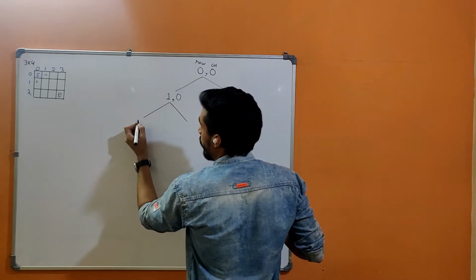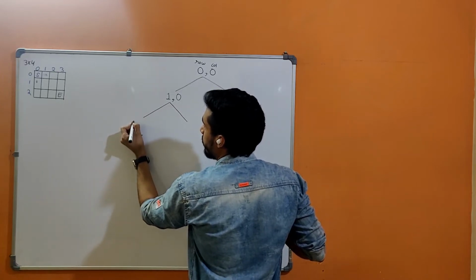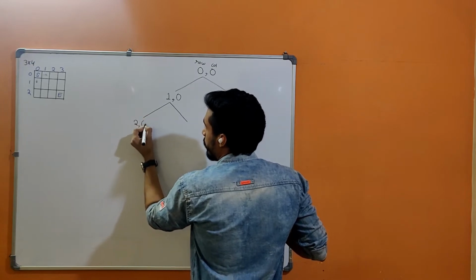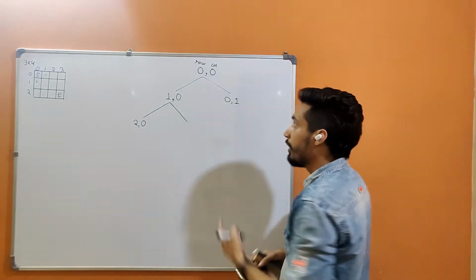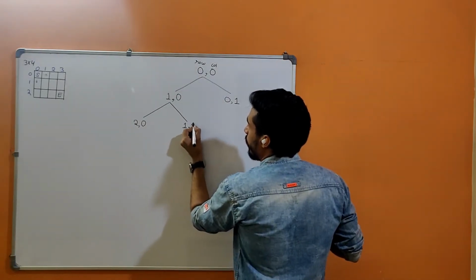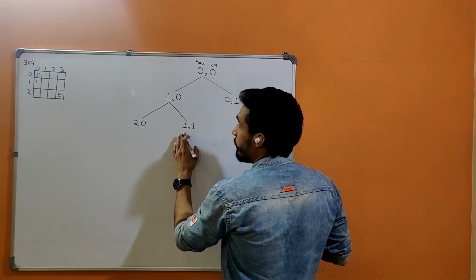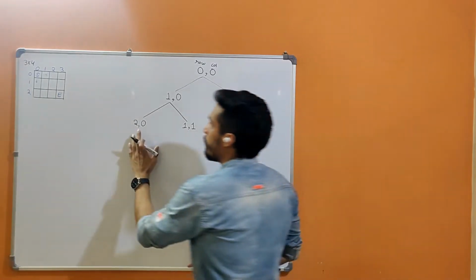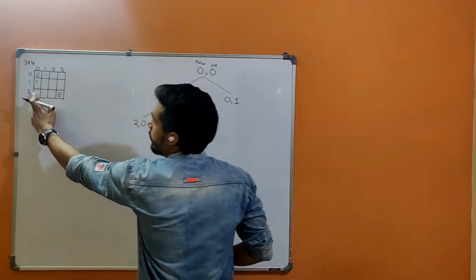I can go to the down. For the down, I need to increment the row and keep the column as it is. So to go towards the down, I need to increment the row and keep the column as it is. Alright. Now for this path, I reach here.